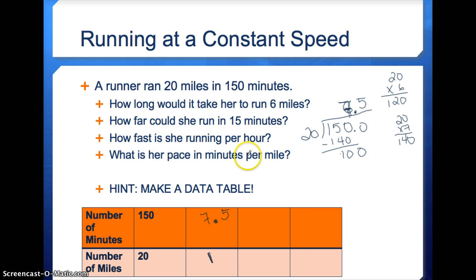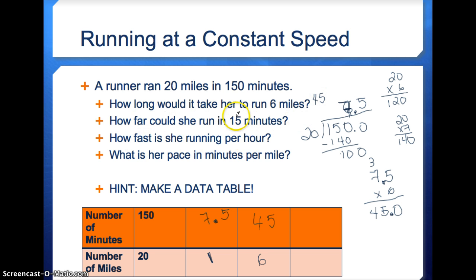So, how long would it take her to run 6 miles? Let's answer that first question first. So 6 miles, we would need to multiply this by 6. So let's do our math over here. 7.5, or 7 and 5/10 times 6. This gives us 30. This gives us 45. We move our decimal. We have 1 decimal place, so it should be here. Okay, so it takes her 45 minutes. So this should be 45 minutes.